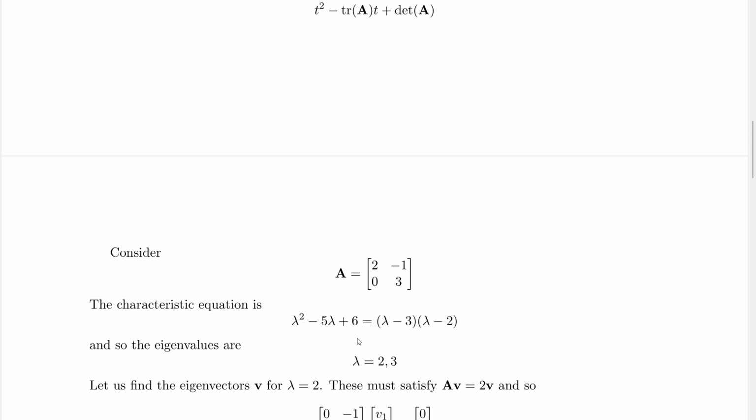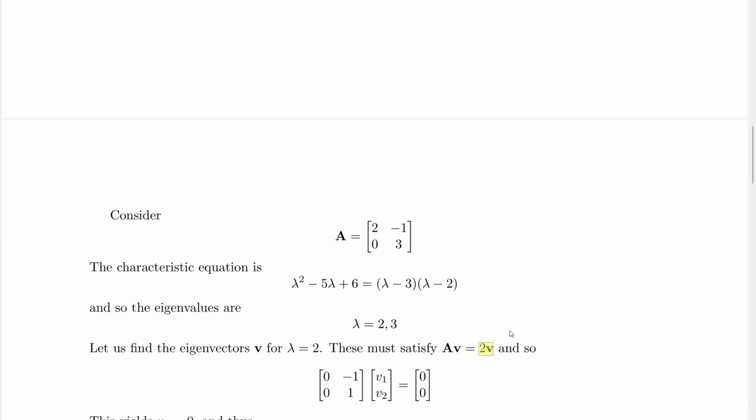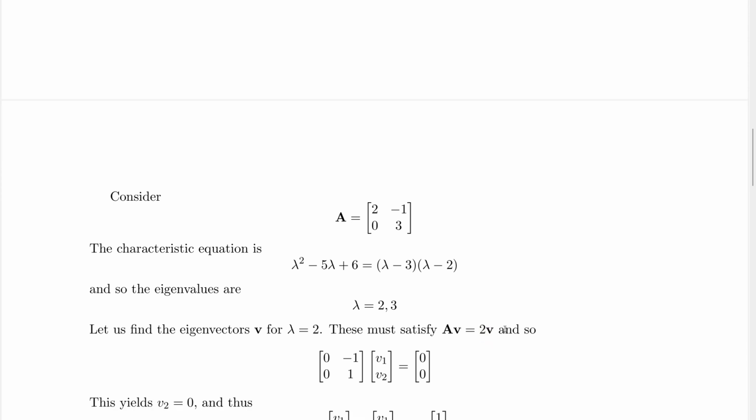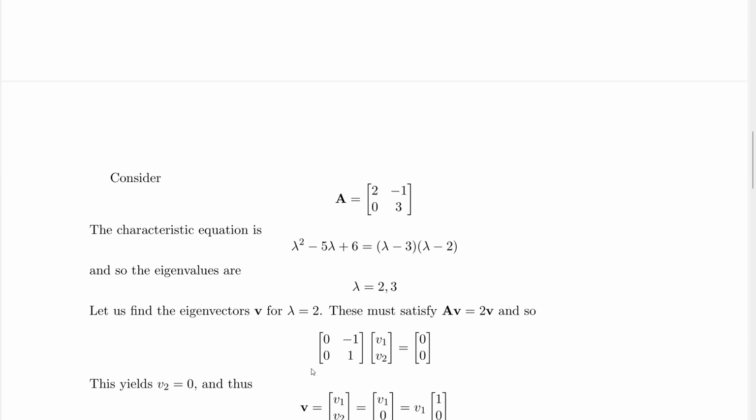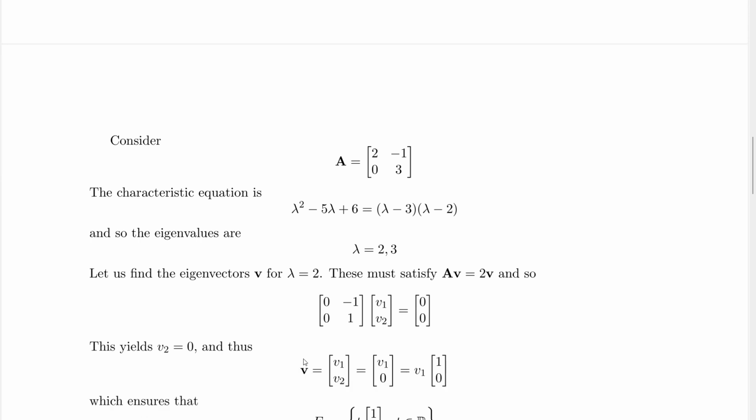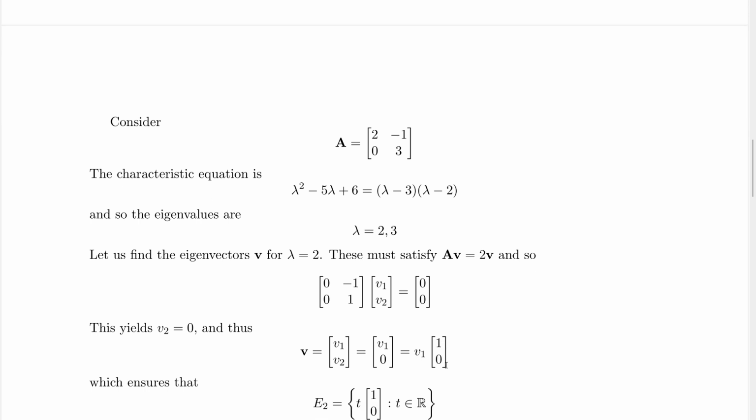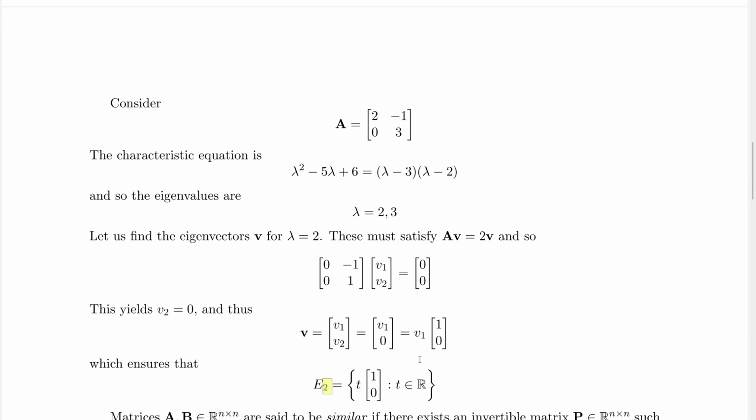so let's talk about how you find the vectors for such things. Well, for lambda equals 2, you would be solving Av is equal to 2v, so subtract this over, and that means you're subtracting 2 off the diagonal, and now you're trying to find the vectors v that would satisfy this matrix equation. And from this we see that v2 is 0, and so v is every scalar multiple of the vector (1, 0). So in other words, the eigenspace for lambda equals 2, E2, is the set of all multiples of the vector (1, 0). Cool.